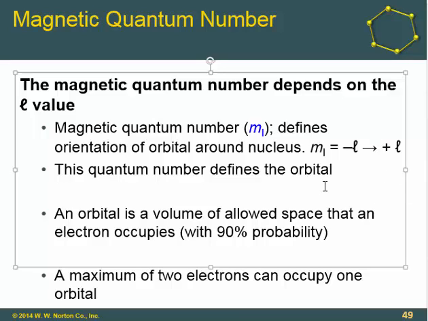This quantum number defines what we know as the orbital. And what an orbital is, it's a volume of space that an electron is allowed to be in, or where we are most likely to find one or two electrons with 90% probability. And a maximum of 2 electrons can occupy one orbital.